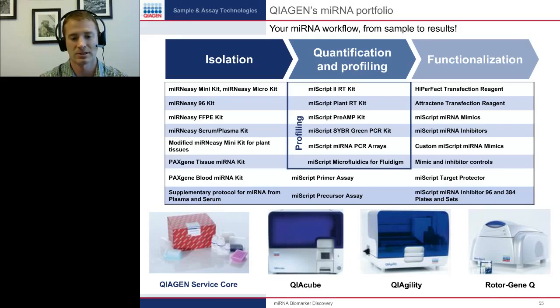Now, for biomarker discovery, sometimes your vision exceeds the capacity of your lab, and I'd like to remind you about QIAGEN Service Cores on multiple continents, where we have scientists highly adept in total RNA isolation, real-time PCR, and data analysis is included as well. I'd like to remind you of the QIAcube for automated sample prep, the QIAgility for automated PCR setup, and the Rotor-Gene Q for real-time PCR.